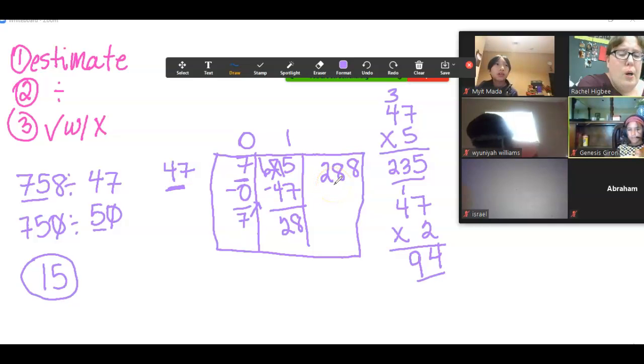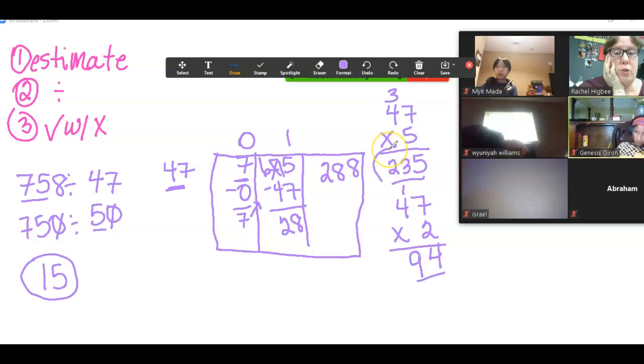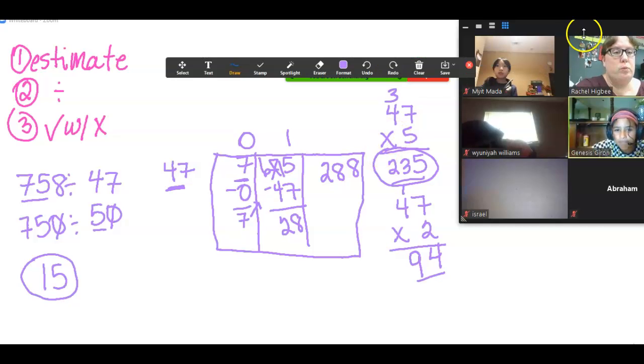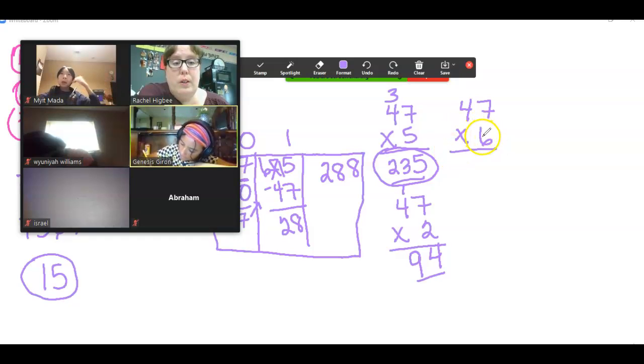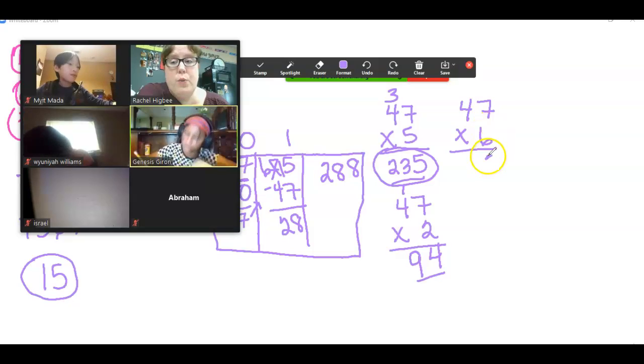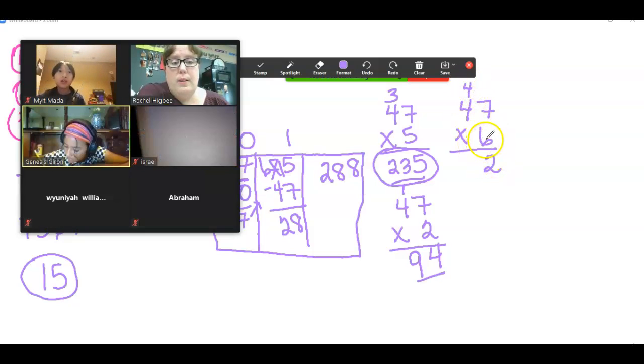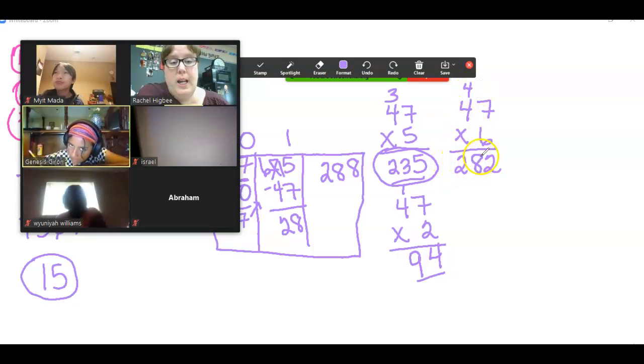All right. Okay, so now 47 groups into 288. Well, we already guessed 5 groups was 235. Okay. So where should I go from there? What should I guess now? 6 groups? Okay, let's see what 6 groups gets us. All right. So 6 times 7 is 42. And then 6 times 4 is 24, plus 4 is 28. Ooh, that's closer, isn't it?